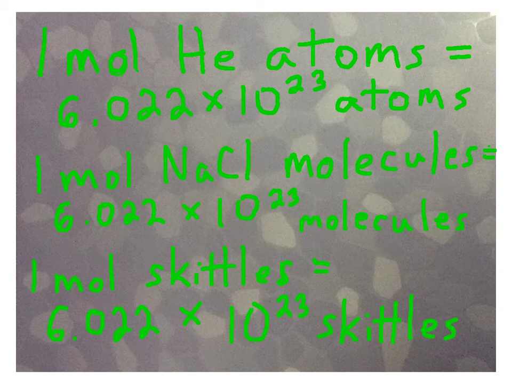Since a mole is a quantity, it's a word kind of like we use the word dozen. 1 dozen eggs is 12 eggs. Well, like that, 1 mole of helium atoms would be the number of a mole, 6.022 times 10 to the 23rd atoms. If it's molecules, for example, 1 mole of sodium chloride molecules is still 6.022 times 10 to the 23rd molecules, because mole refers to this quantity. If I had a mole of Skittles, I would have 6.022 times 10 to the 23rd Skittles.